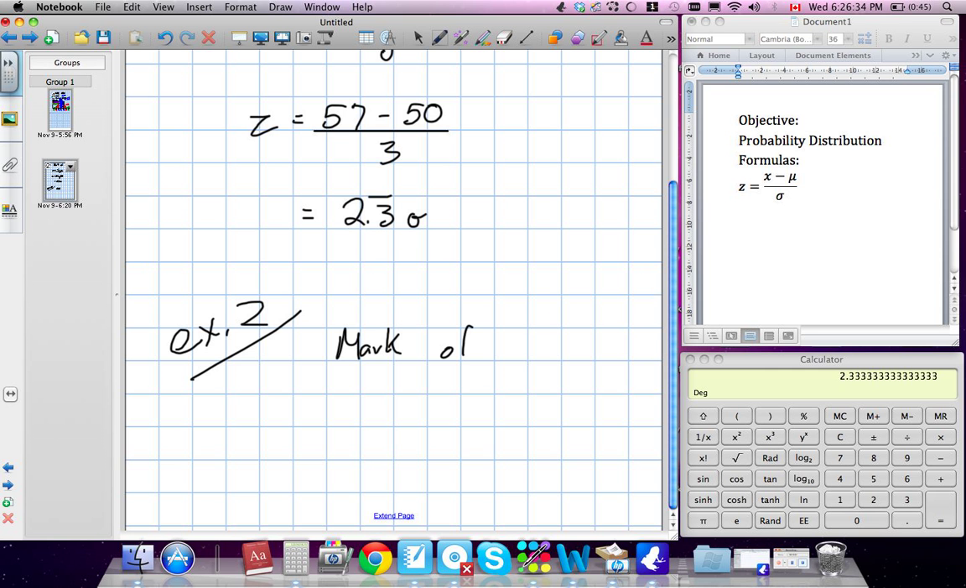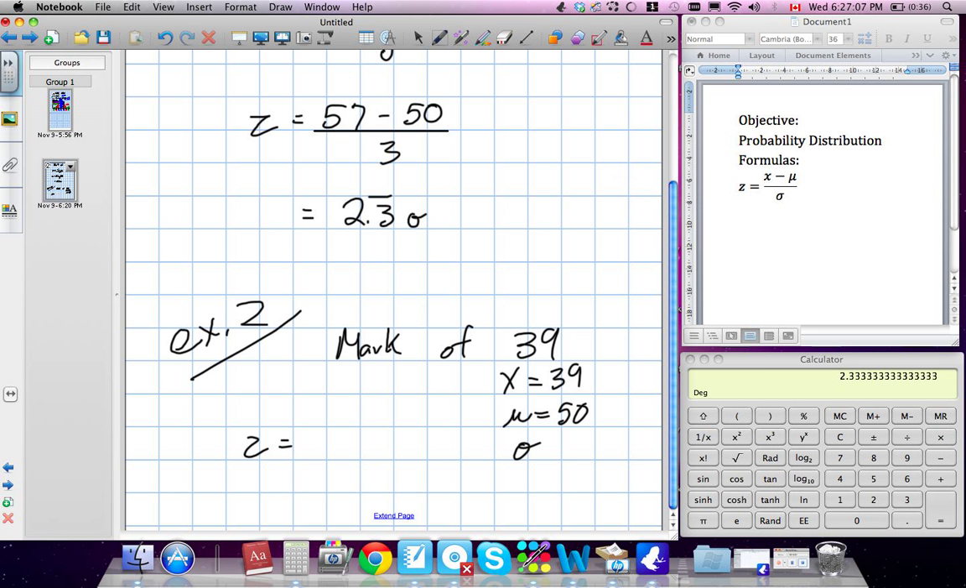So we are 2.3 repeated standard deviations from the mean, which makes sense when we go back to this graph. We knew that it was going to be between 2 and 3 standard deviations away. So we can solve exactly that the mark of 57 is plus 2.3 standard deviations from the mean.